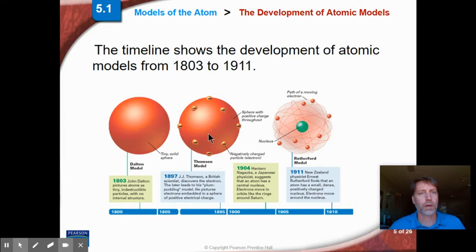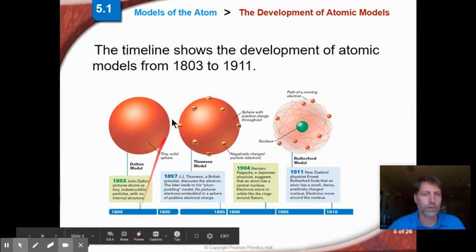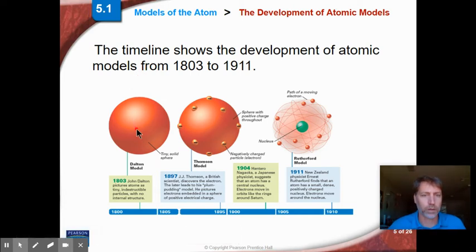So let's just do a brief timeline of the models. Dalton's atomic theory in 1803 said that atoms were distinct particles with no internal structure. Thomson comes along in 1897 and understands the concept of the electron. And then the Japanese physicist also suggests that the atom will have a nucleus. Rutherford's experiment in 1911 confirms that through the gold foil experiment, and that the electrons move about the atom.